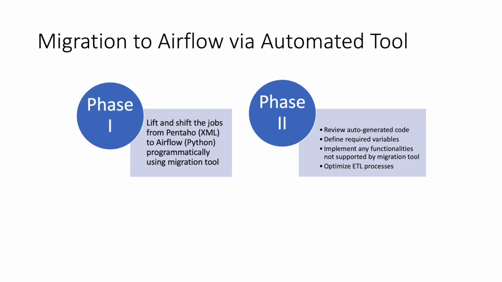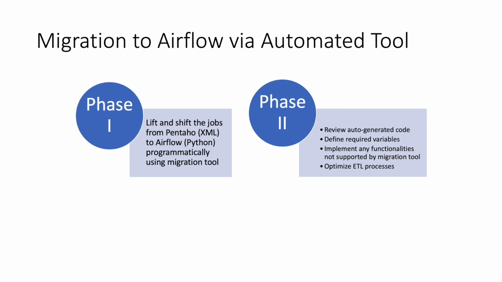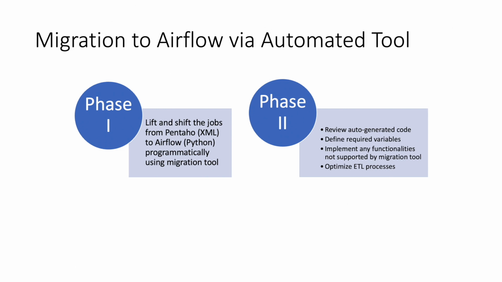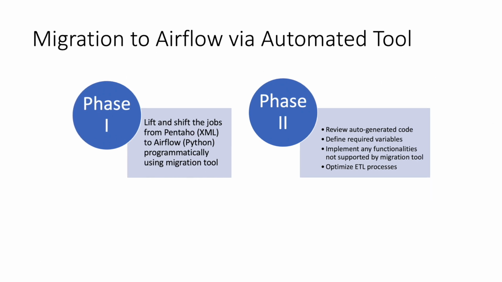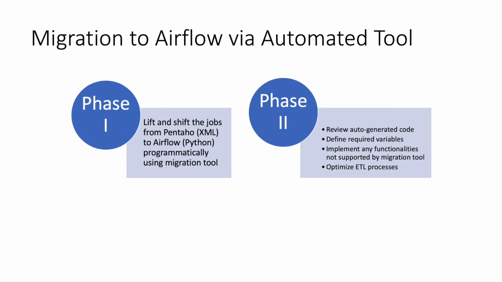This migration occurs in two phases. In phase 1, the tool reads Pentaho jobs stored locally as XML files and generates Airflow code replicating the existing ETL workflows into Airflow DAGs and tasks, maintaining existing dependencies and functionalities. The generated code will use standard Airflow operators wherever they are available, and if no standard operators are available, the tool will generate custom code and operators wherever possible.